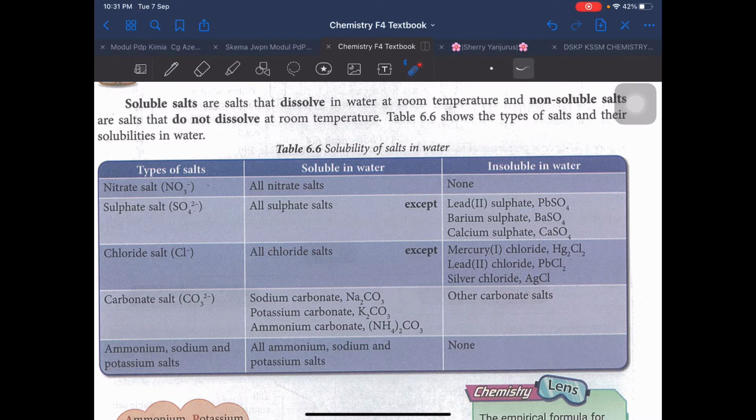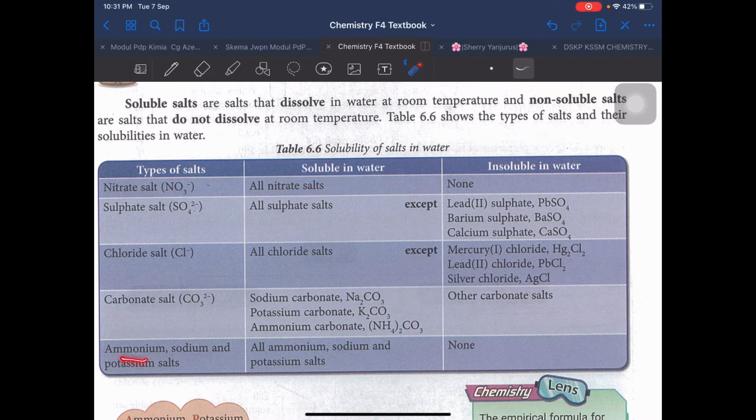Number 4, carbonate salt, CO3 2 minus. Only 3 carbonate salts are soluble in water. 3 saja. Sodium carbonate, Na2CO3. Potassium carbonate, K2CO3. Ammonium carbonate, (NH4)2CO3. And other carbonate salts, contohnya apa? Other carbonate salts like magnesium carbonate, aluminium carbonate, okay, all of these are insoluble. All of the other carbonate salts. Only Na, K dengan NH4 itu saja yang larut dalam air for carbonate.